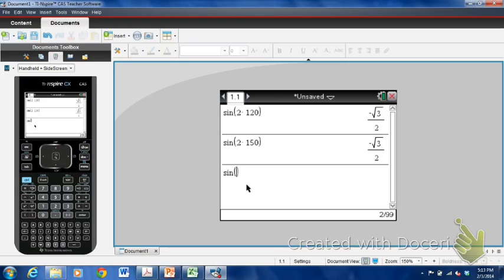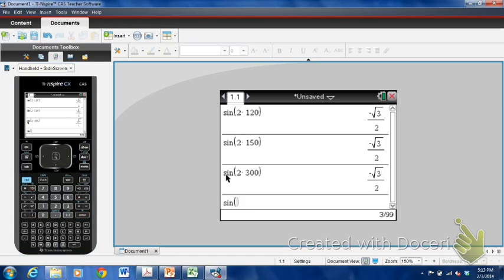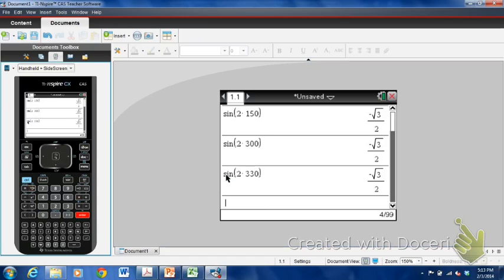And might as well check out the other two. The sine of 2 times 300 also comes out to negative root 3 over 2. And lastly, if we do the sine of 2 theta for when theta is 330, we will also get negative root 3 over 2. So that's a good way to check your answer by just plugging it back into the calculator.